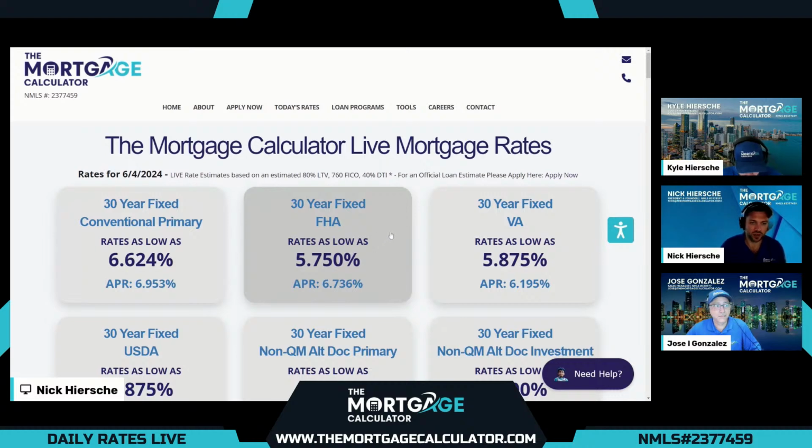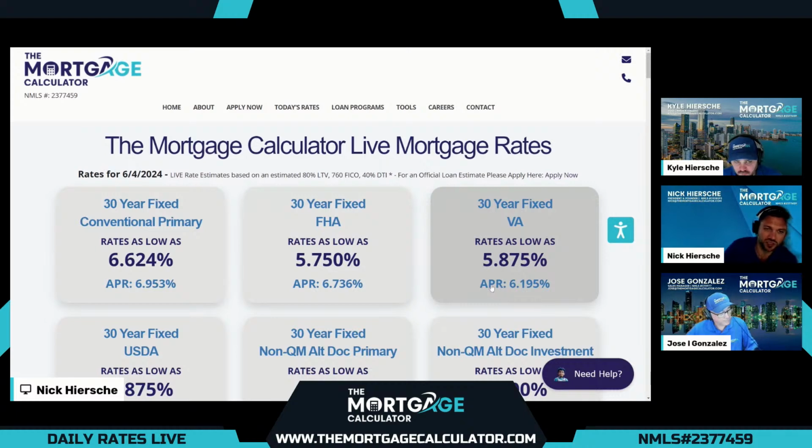Moving along here to our other options, our VA options, only for our eligible vets and active service members. Great programs here, rates as low as 5.875 today. Final APR comes in at 6.195. And notice this is a great option. It blows all the other options out of the water. So for all of our vets out there, great program. The APR is much less than all the other ones.